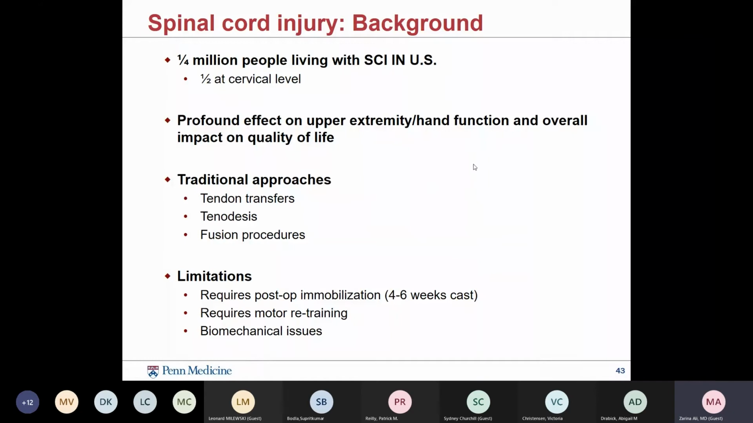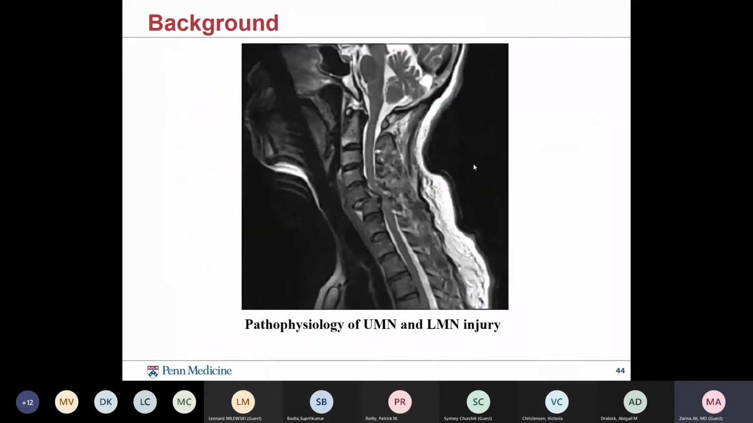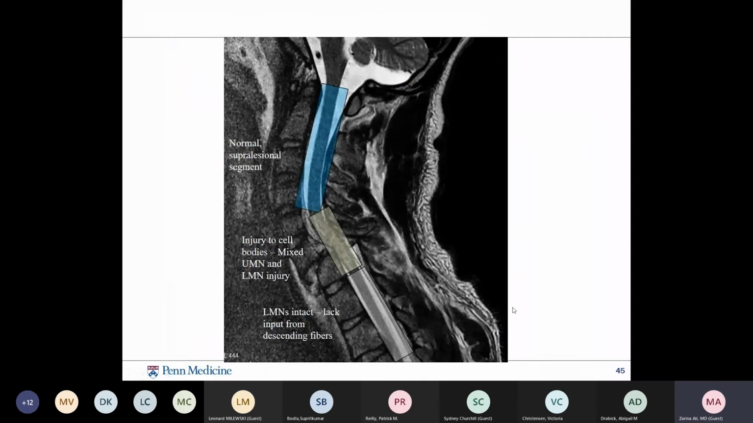The biomechanical issues are great. And there is some element of motor retraining. So when we think about spinal cord injury, it includes both upper and lower motor neuron injury. If you think about the zone of injury that you can see here, this is a mixed component of injury where we know that the upper motor neuron and the lower motor neuron are injured. However, superior to that segment is a normal supralesional segment, and distal to that are lower motor neurons that are intact. They just don't have input from descending fibers or cortical input.